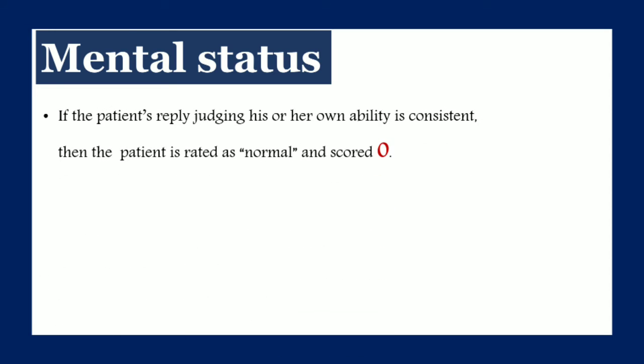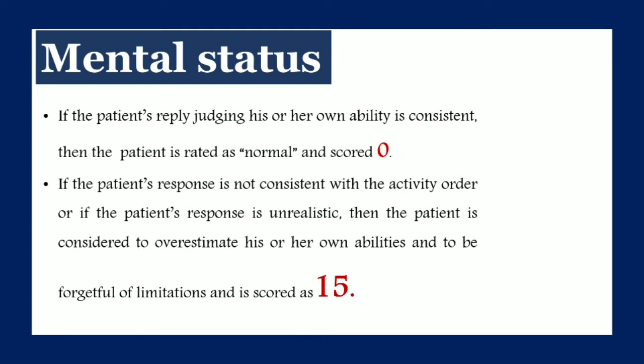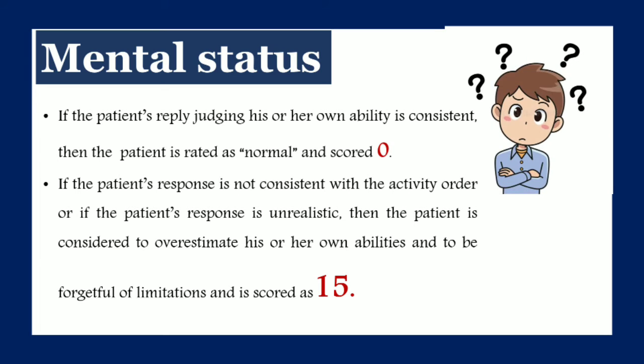The last parameter is mental status. If the patient's reply judging his or her own ability is consistent, that is, the patient is able to judge himself, then the patient is rated as normal and scored as 0. If the patient's response is not consistent with the activity order, or if the response is unrealistic, then the patient is considered to overestimate his or her own abilities and to be forgetful of limitations, and hence it is scored as 15.